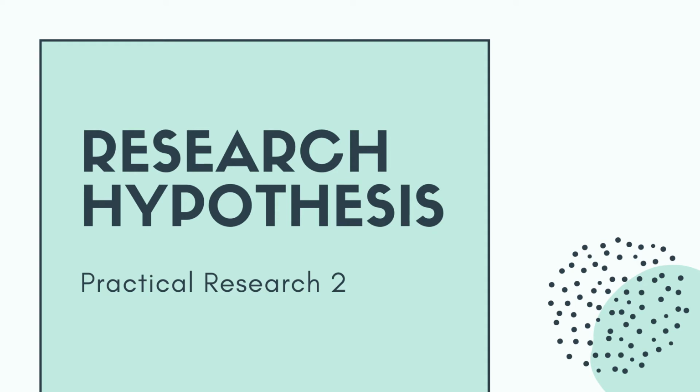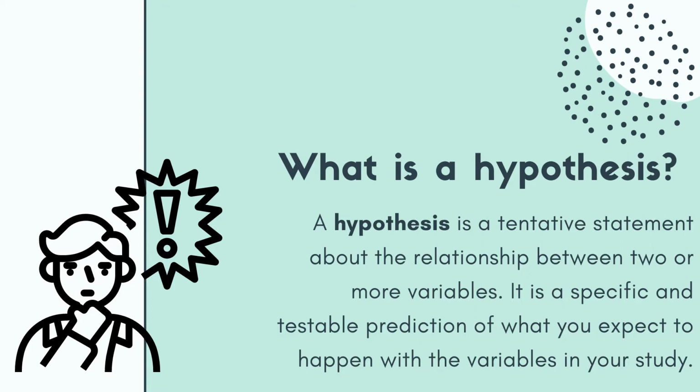Our next topic is research hypothesis. A research hypothesis is a tentative statement about the relationship between two or more variables. It is a specific and testable prediction on what you expect to happen with the variables in your study. Tinatawag din itong educated guess. Kasi tinitignan nito kung may relationship ba between an independent variable and a dependent variable.